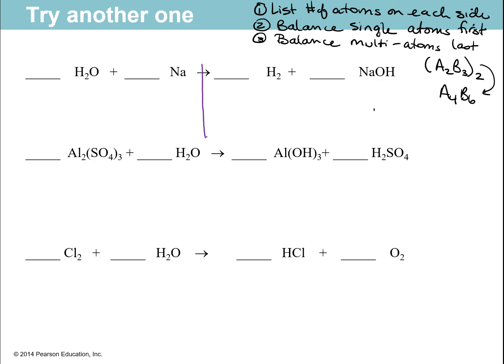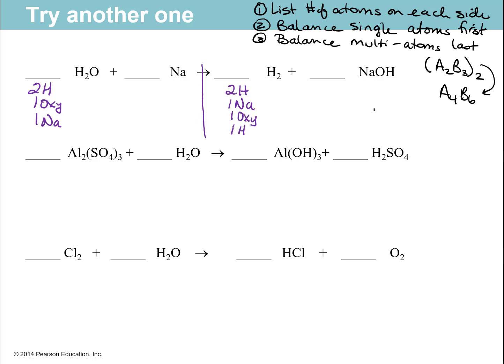So H2O has 2 hydrogens and 1 oxygen. And then Na has sodium, okay? So just from the formula on the left, I've got 2 hydrogens, 1 oxygen, 1 sodium. Then if I go over to the product side, H2 gives me 2 hydrogens. NaOH is 1 sodium, 1 oxygen, and another hydrogen.